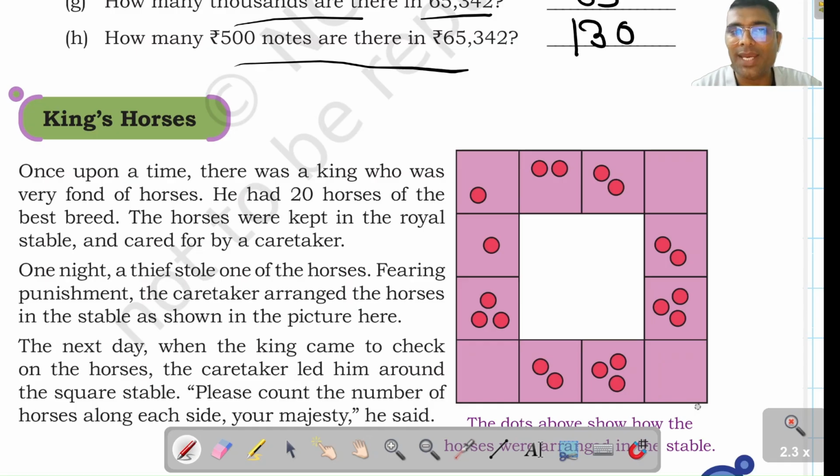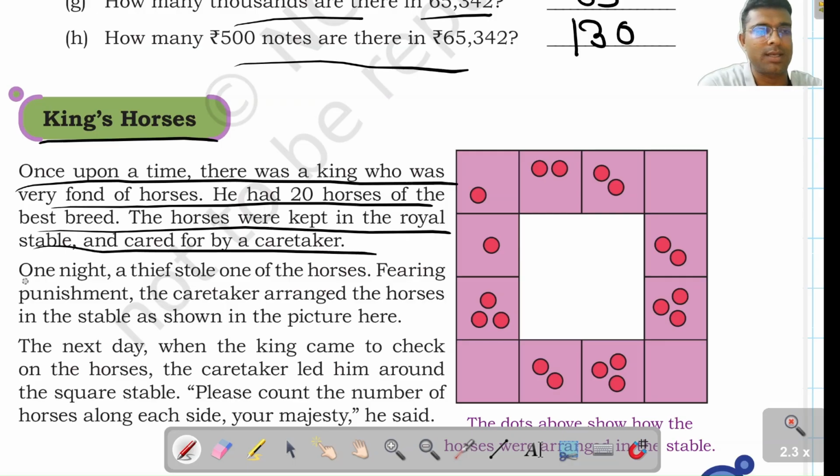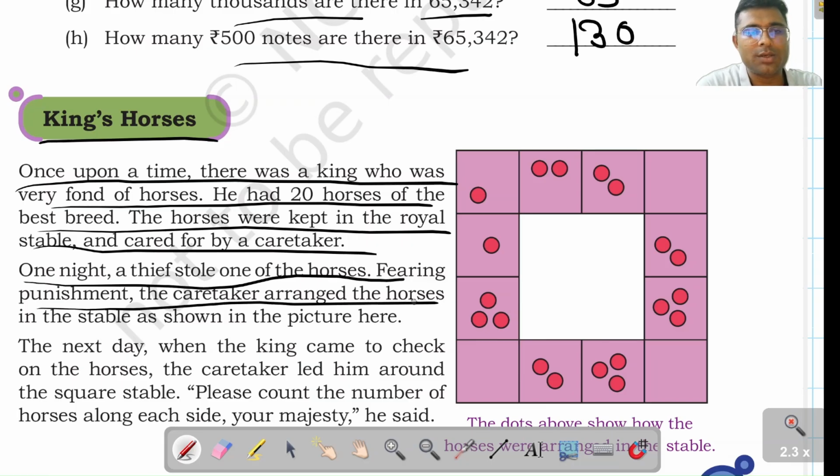This question is very interesting. King's horses. Once upon a time there was a king who was very fond of horses. He had 20 horses of the best breed. The horses were kept in the royal stable and cared by a caretaker. One night a thief stole one of the horses. Fearing punishment, the caretaker arranged the horses in the stable as shown in the picture here.